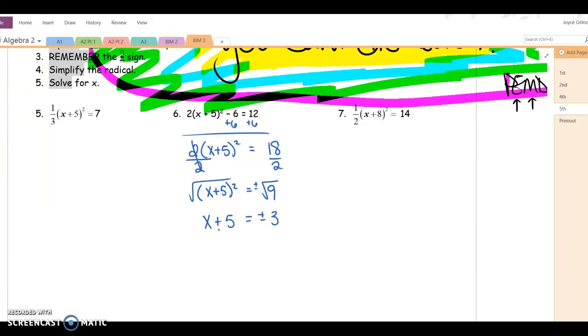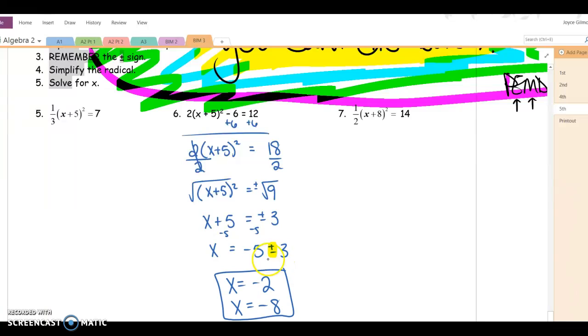How would you finish this problem? So we'd subtract 5 on both sides. Here's how I'm going to write it. X equals negative 5 plus minus 3. This symbol means do the problem twice. Once with the plus, and the next time with the minus. So what is negative 5 plus 3? And what is negative 5 minus 3? So your solutions are negative 2 and negative 8.